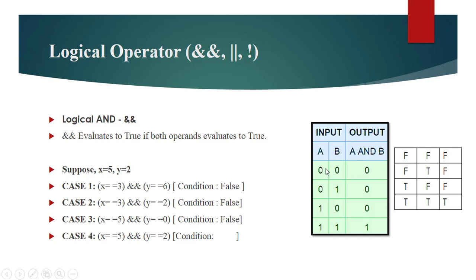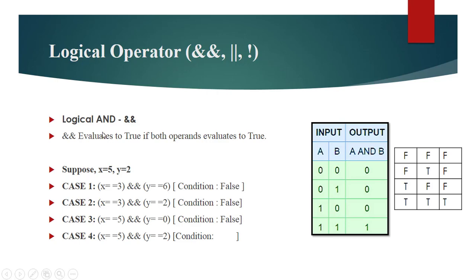For the AND gate, you can see here the truth table. If both values are false, then the output would be false. If both are true, then the output would be true. If one value is true and one is false, then the output would be false. It is true only if both the values of A and B are true. We do the same here for programming.